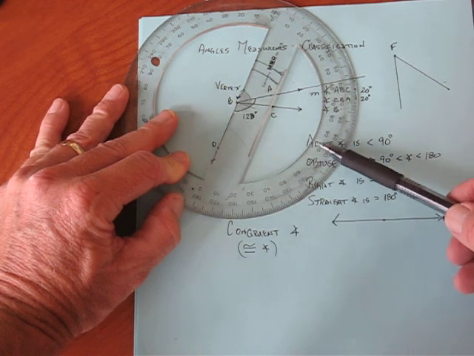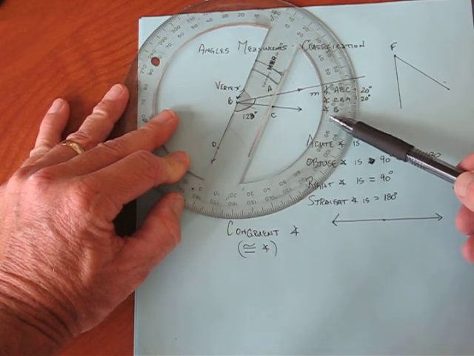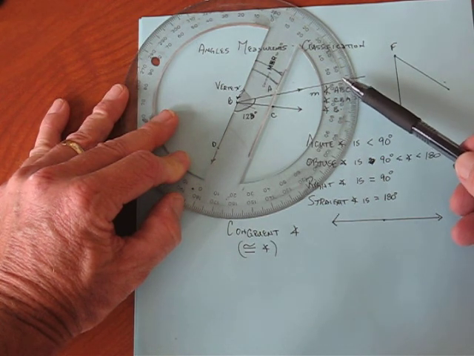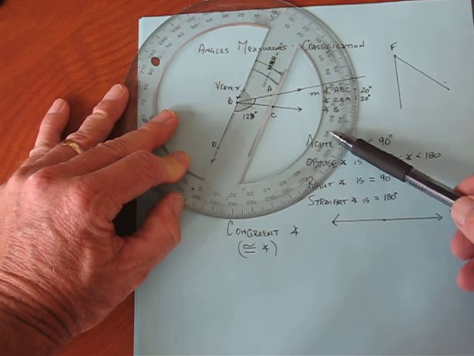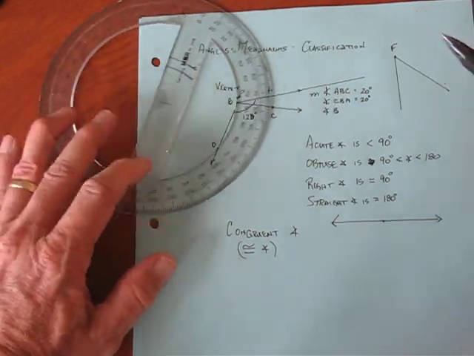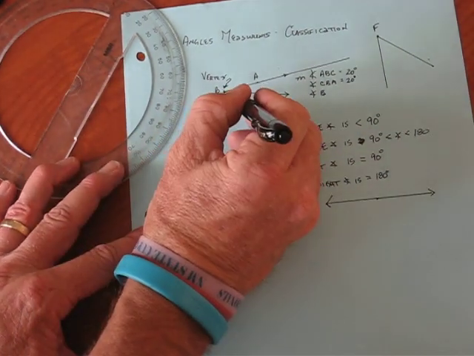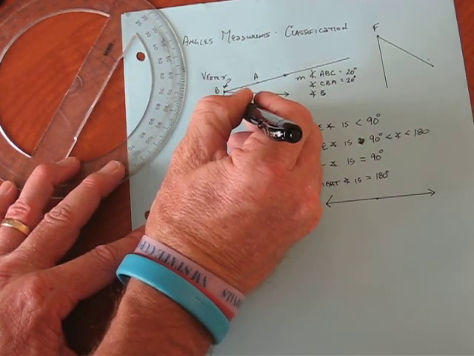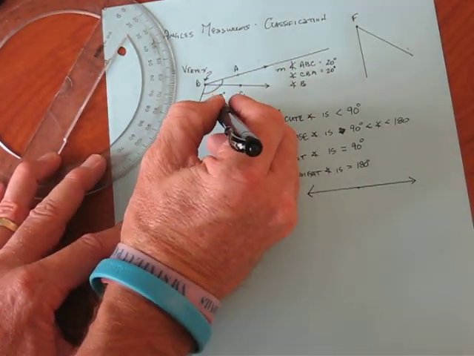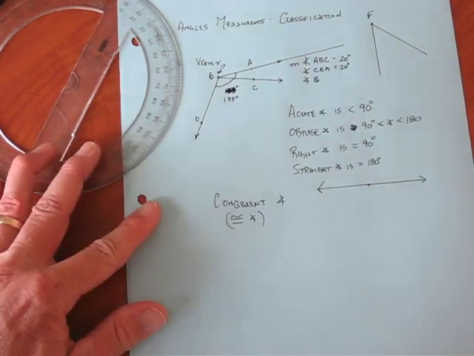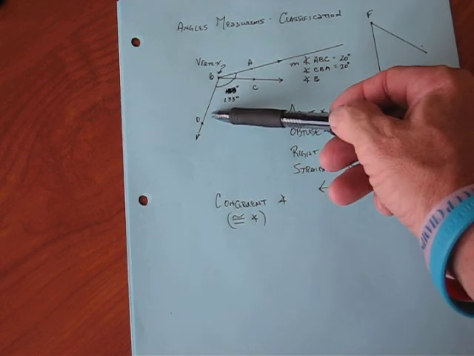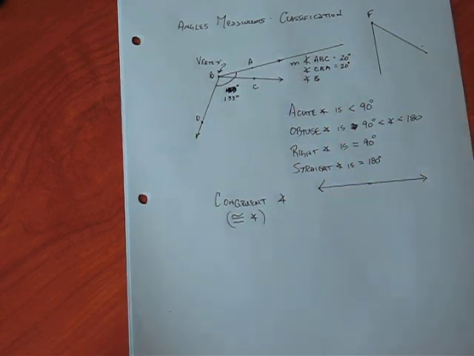0, 10, 20, 30 gets to 90, 100, 110, and let me try again. 90, 110, 120, 133 degrees as I'm reading that from left to right. So again, demonstrating how to use the protractor: reading from smaller to bigger, lining up the crosshairs on the vertex, lining up with one of the rays, and reading from smaller to bigger.